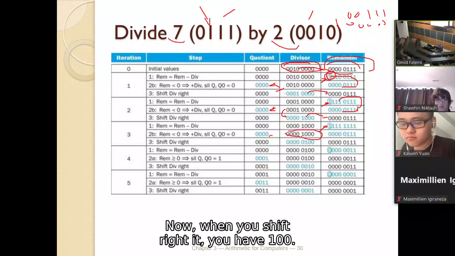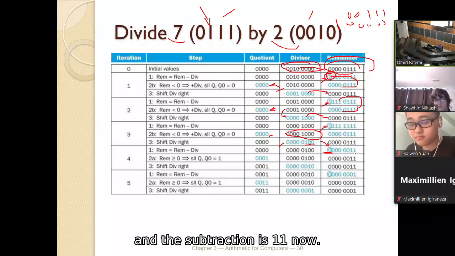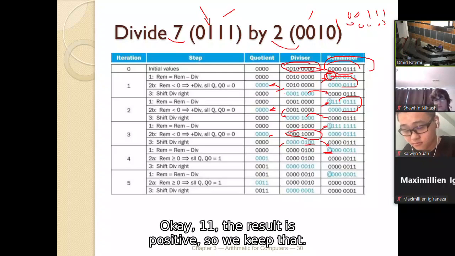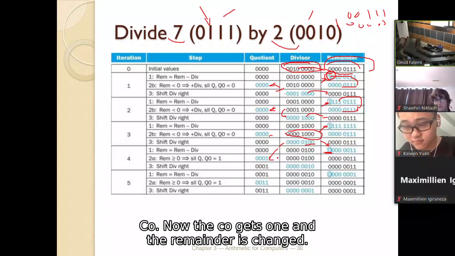So shifting right. Now, when you shift right it, you have 1, 0, 0. And then if you subtract it from 1, 1, 1, the result now is positive. You see, the result is positive, and the subtraction is 1, 1 now. Okay, 1, 1, the result is positive, so we keep that, we don't restore the original value, and we put a 1 in the quotient now. So the quotient gets a 1, and the remainder is changed.